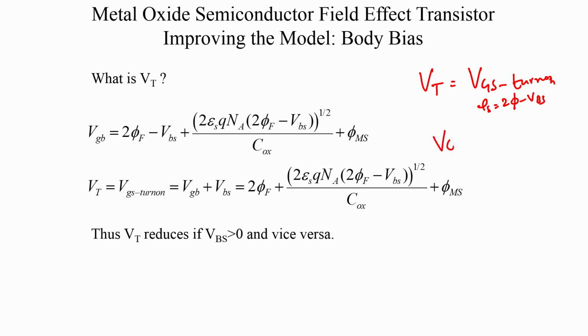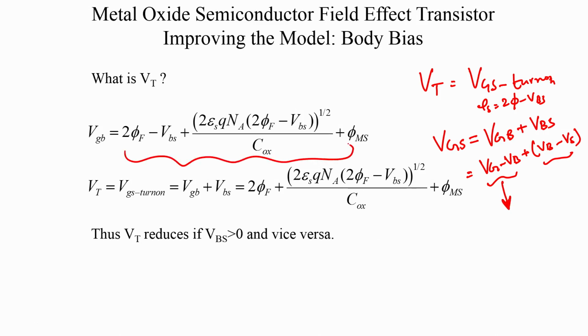But what is the VGS? Now, the body is decoupled. So, the VGS can be now written as Vg to body plus V body to source, okay, which means it is basically Vg minus V body plus V body minus V source. So, this is my gate to source voltage. And what is the gate to body voltage? Now, the gate to body voltage has now become this term here.